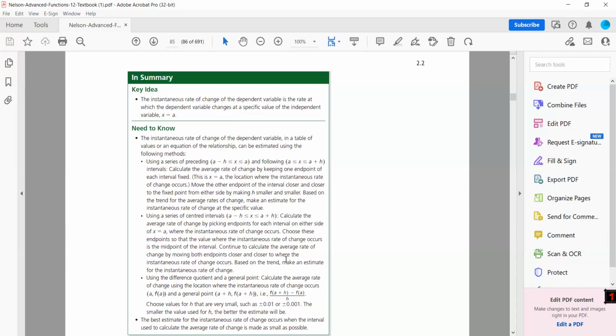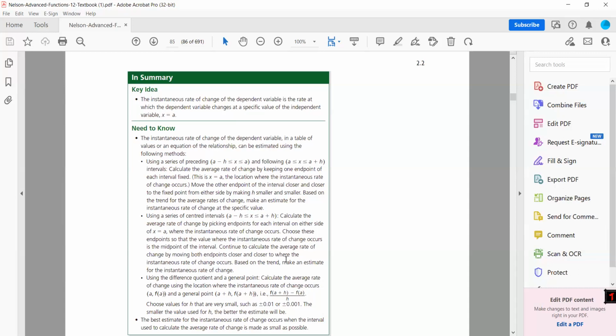Using a series of preceding intervals, a minus h less than or equal to x less than or equal to a, and following intervals, calculate the average rate of change by keeping one endpoint of each interval fixed. This is x equals a, the location where the instantaneous rate of change occurs, basically. Move the other endpoint of the interval closer and closer to the fixed point from either side by making h smaller and smaller. Based on the trend for the average rate of change, make an estimate for the instantaneous rate of change at the specific value.